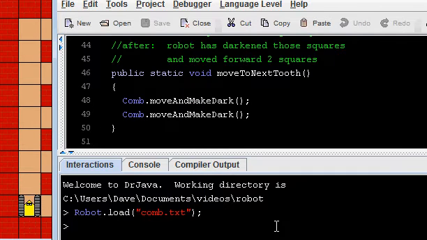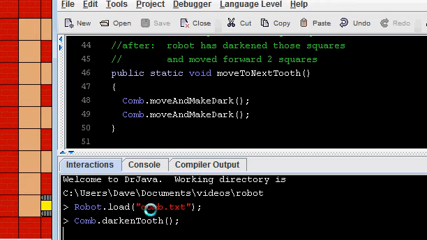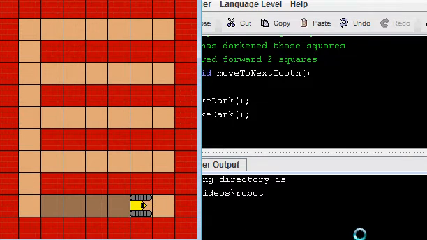And we'll do this one at a time and see if we get past the point we were at before. So we will comb darken tooth, I believe. So there's it darkening a tooth. It's kind of slow. Let's see if we can speed that up.